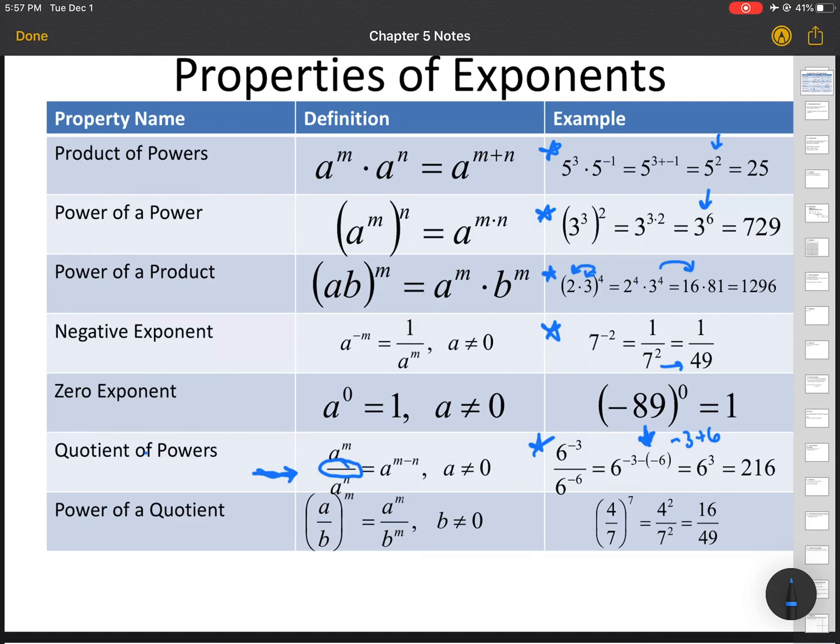Then our last property, we have the power of a quotient. And that says if we have a fraction raised to an exponent of some sort, all I need to do is distribute that power to both the numerator and denominator. For example here, I have 4/7 raised to the 7th power. I'm going to distribute that exponent of 7 to both the 4 and the 7. Okay, so that's actually a typo. That should be a 2 here, not a 7. So distributing the 2 to the 4 and the 2 to the 7, that becomes 4 squared over 7 squared, which is just 16/49.